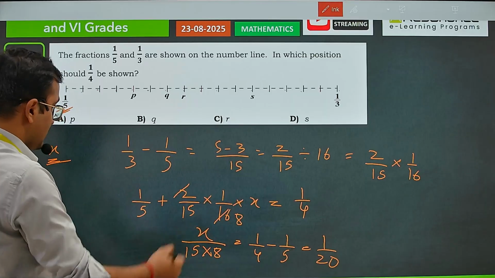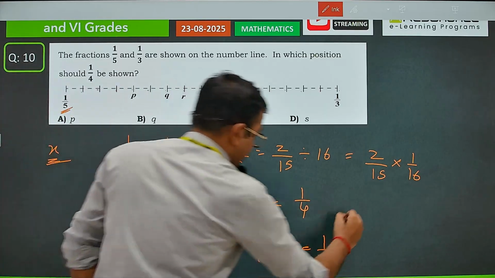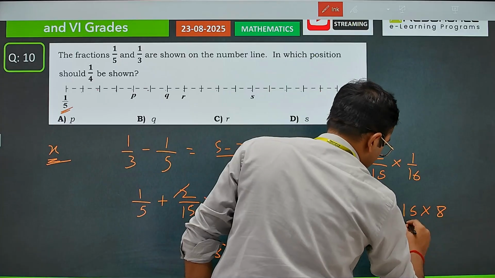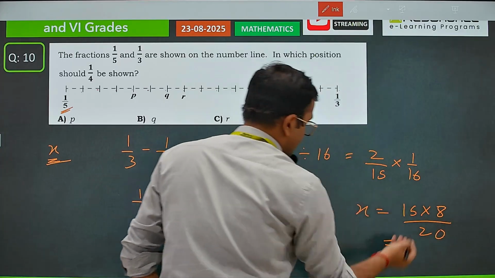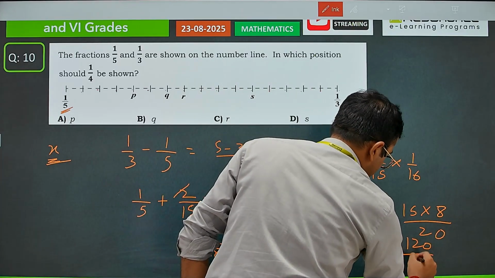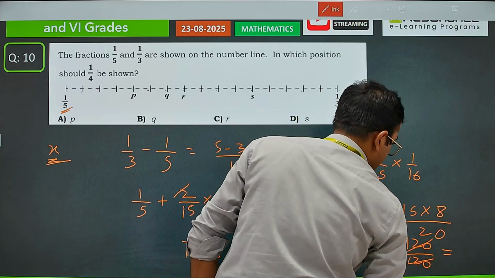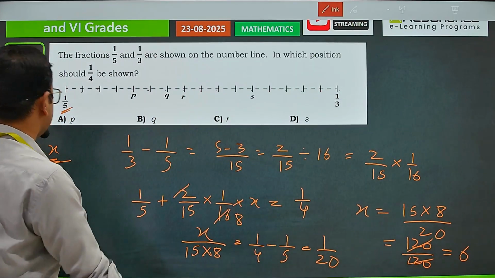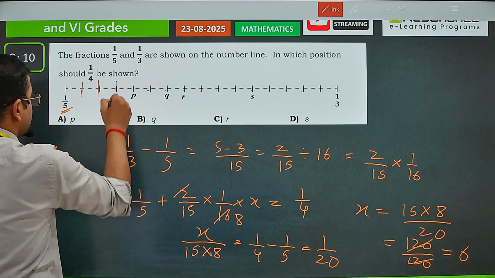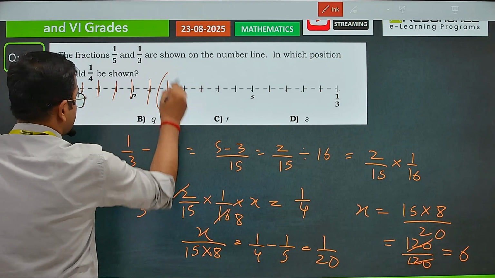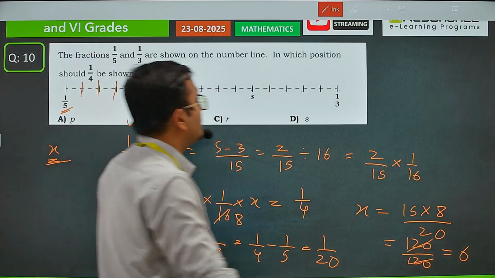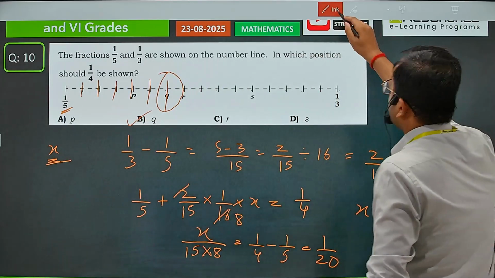So how can I calculate the value of x? x is equal to 15 into 8 divided by 20. 15 into 8 is 120. 120 divided by 20 will give me 6. So the 6th division is my answer. Check it: 1st, 2nd, 3rd, 4th, 5th, 6th. So the answer is option B. Okay then, moving to the next question.